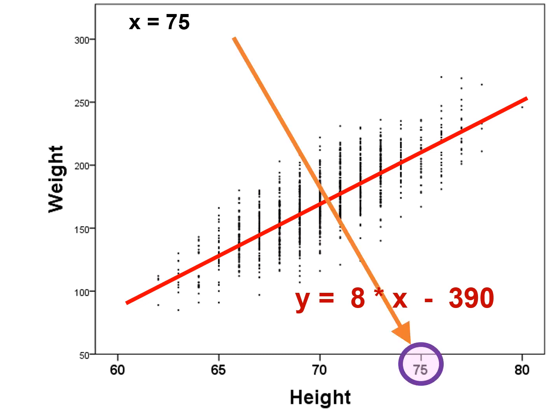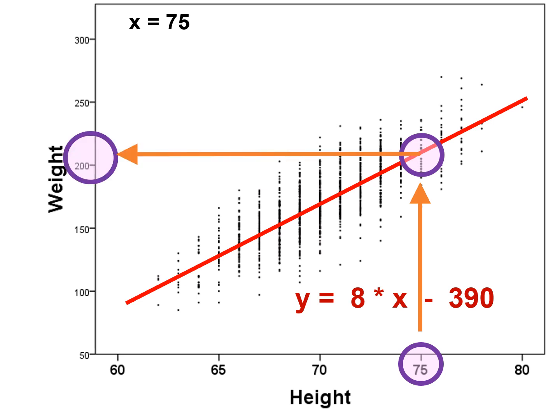So now let's use this formula to make a prediction. Let's predict the weight of a man who's 75 inches tall. Here's the prediction point for men who are 75 inches tall. And we can see that the predicted value of y should be around 200, probably a little more than 200. Let's see what the regression equation tells us. Let's put the regression equation up here to make it easier. Y equals 8 times x minus 390.